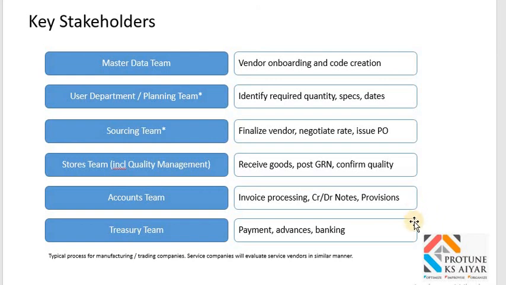The last team would be the treasury or the banking team. These are the ones who are going to be processing the payments to your vendors and checking for any advances or any other banking activities that need to be performed. So typically these are the 6 stakeholders that you would have as part of the P2P process. In case you are performing any walkthrough, make it a point to interact with all of these stakeholders.